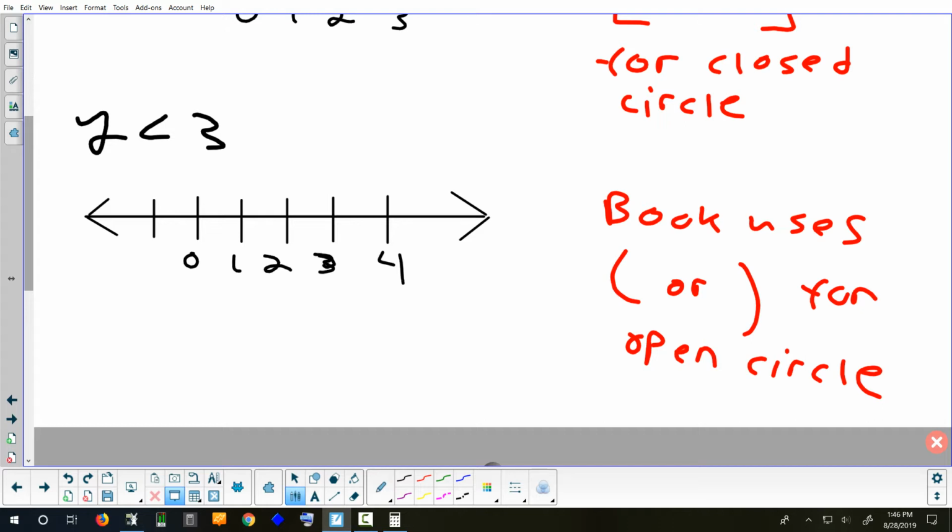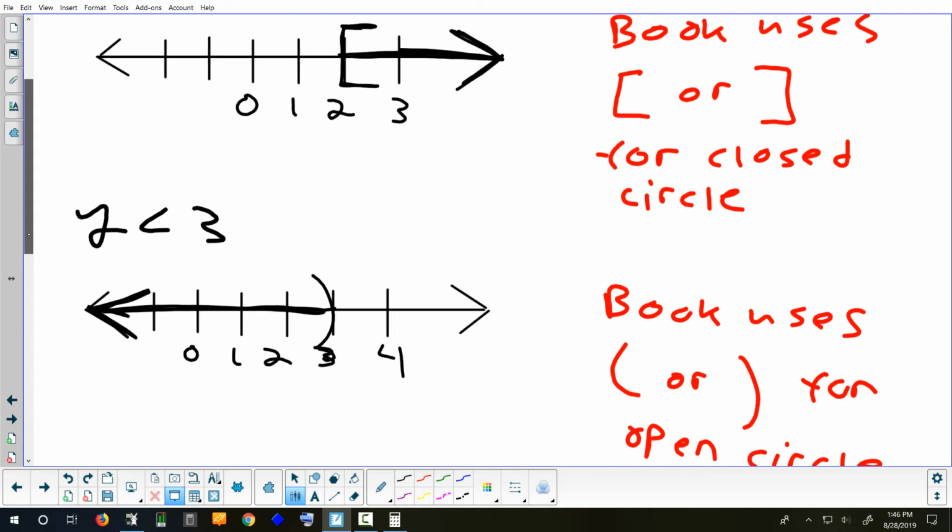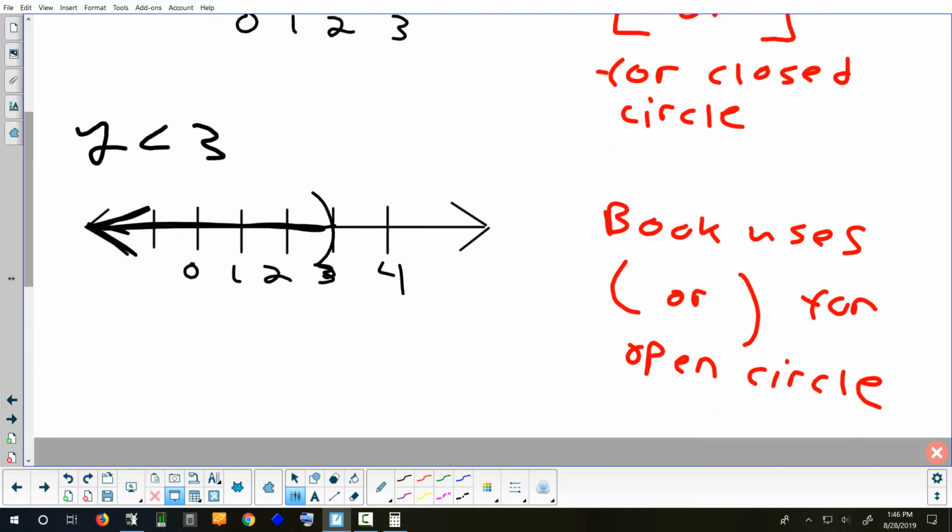Which way would the parenthesis face this time? To the left. And then you shade this way. Some teachers say you have to shade above the line. I don't care. You can shade above the line or right on the line. That doesn't really matter. Okay. So that might be a little different, but that's what you probably would see in our book. Short answer question on a test, I don't care which way you do it. Any question on that?